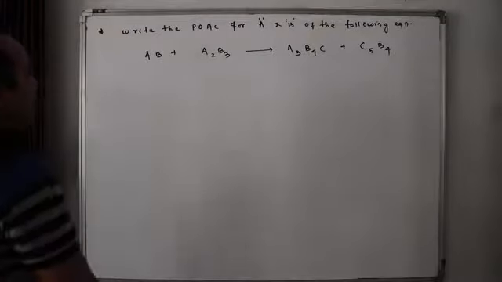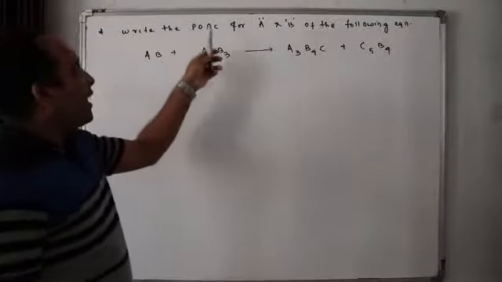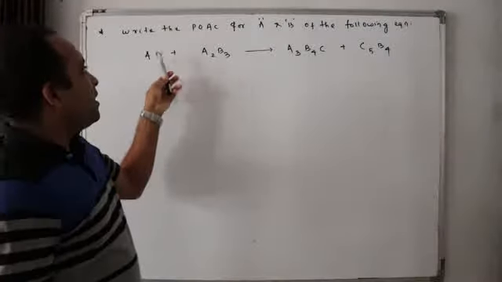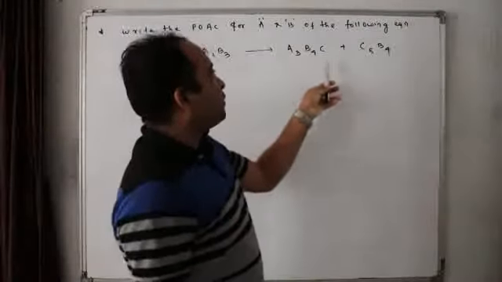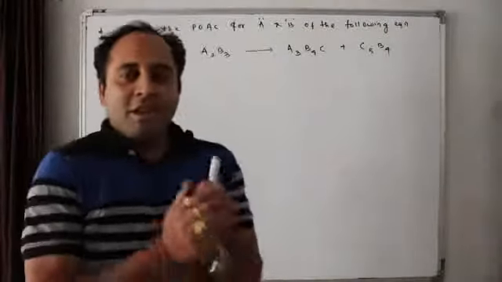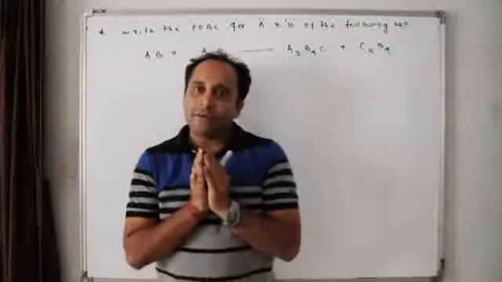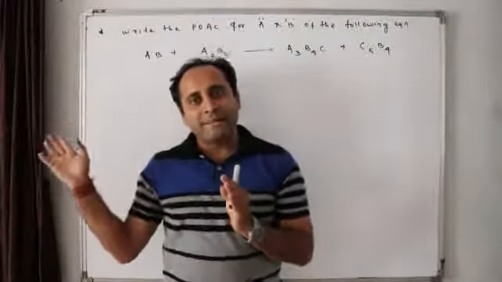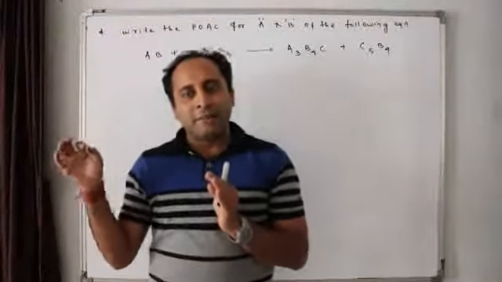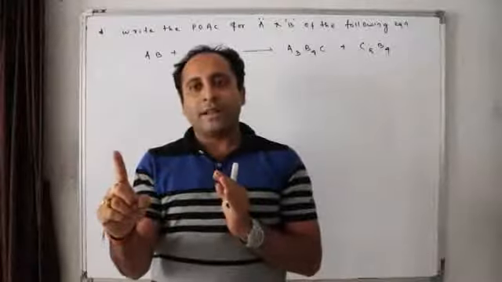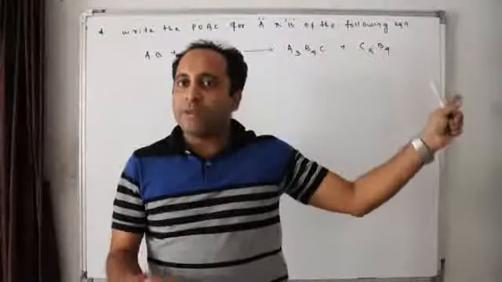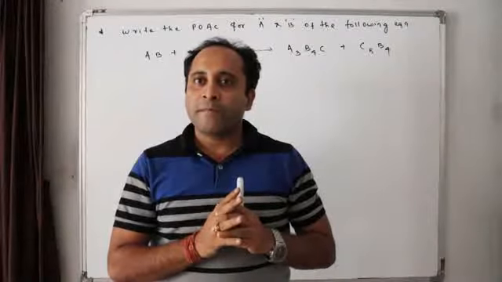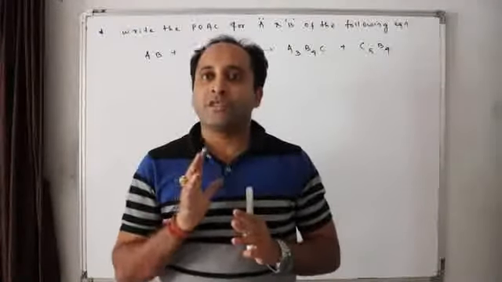Now, the question is, write the POAC for A and B of the following equation. AB plus A2B3 gives rise to A3B4C plus C5B4. POAC, again I will tell you, बेटा POAC क्या है? POAC मतलब लेफ्ट हैंड साइड में जितने एटम्स होंगे एक पर्टिकुलर एलिमेंट के, उसी एलिमेंट के राइट हैंड साइड में उतने ही एटम्स होंगे, उसको हम लोग POAC कहते हैं. ठीक है, प्रिंसिपल ऑफ एटॉमिक कंजर्वेशन.